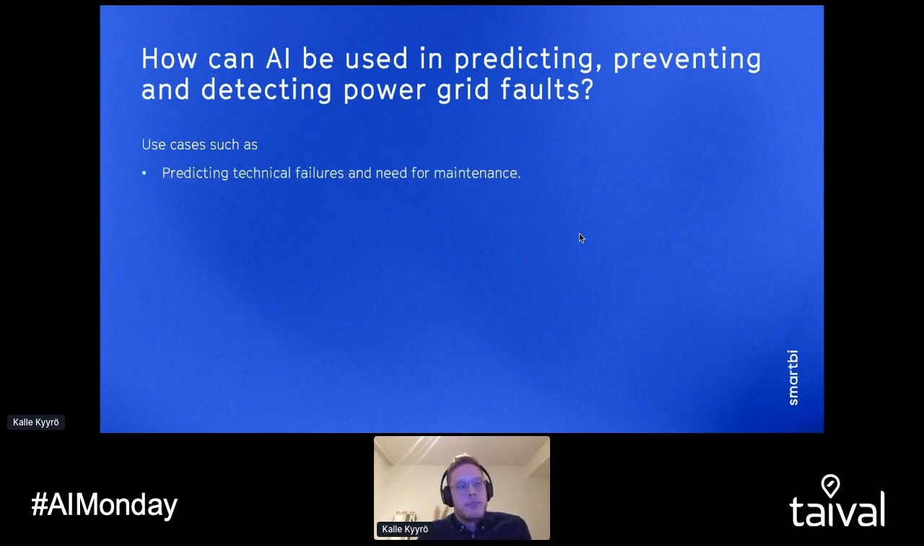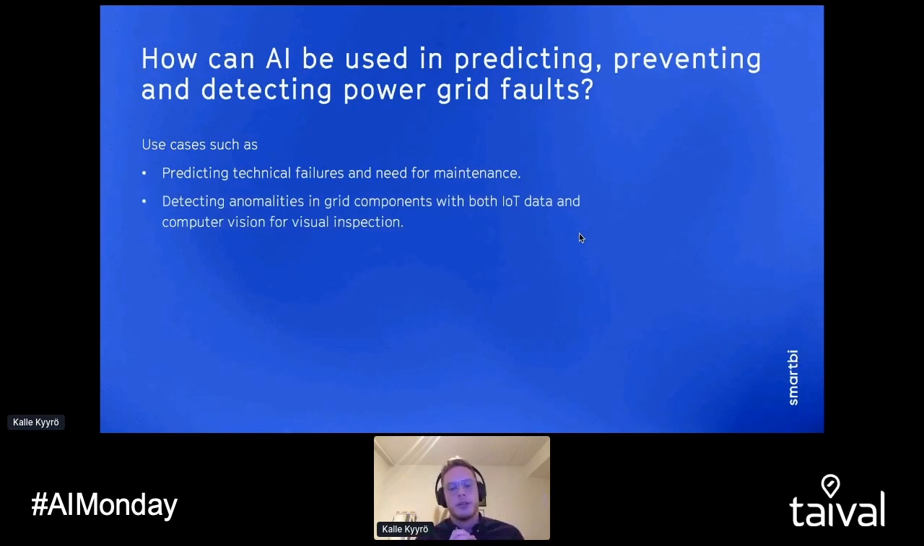First of all, AI can be used to predict different kinds of technical failures and the need for maintenance of the different grid components. We can utilize the past data of the technical failures that have been caused to power lines or transformers or different kinds of grid components to predict technical failures in the future as well. Or we can use AI to detect different anomalies in the grid components with both the IoT data that we get from the grid components, or by utilizing computer vision to visually inspect the components and detect any visible faults or anomalies in them, and in this way prepare and prevent faults that might be caused to the grid.